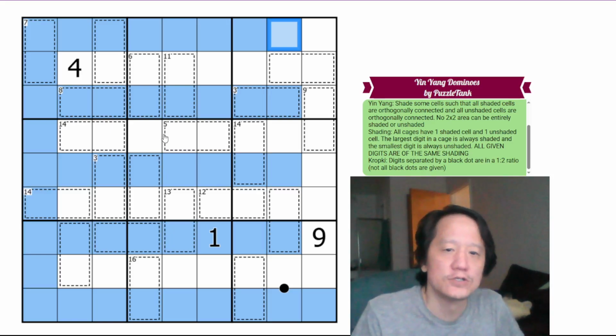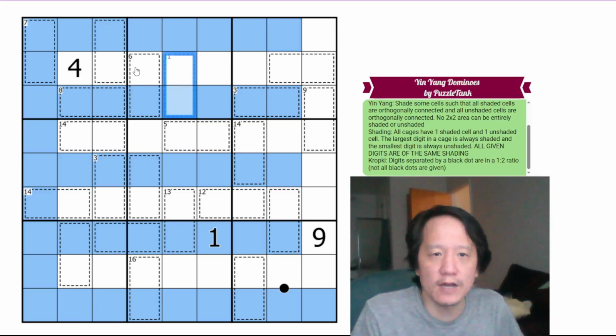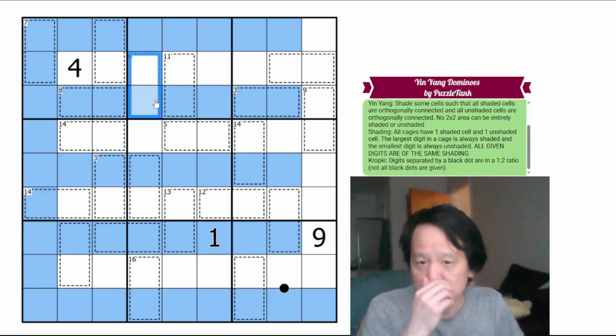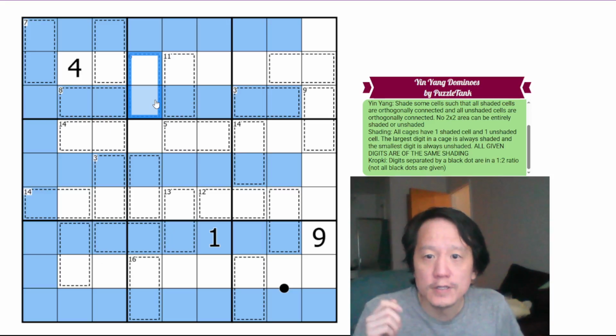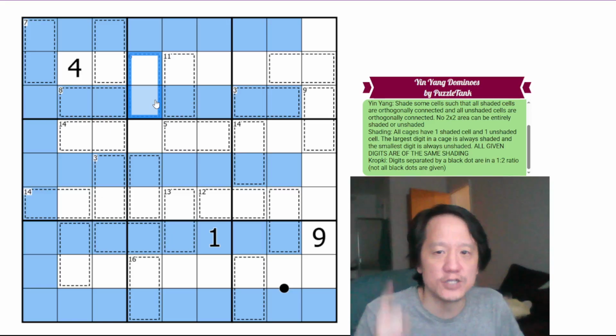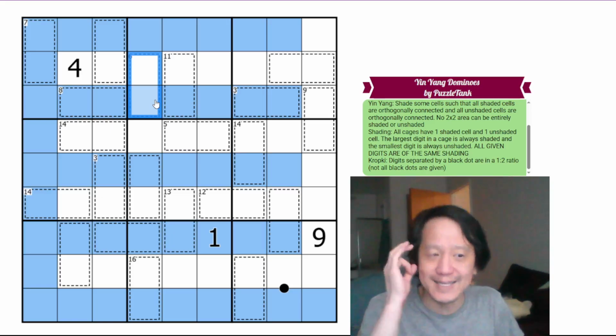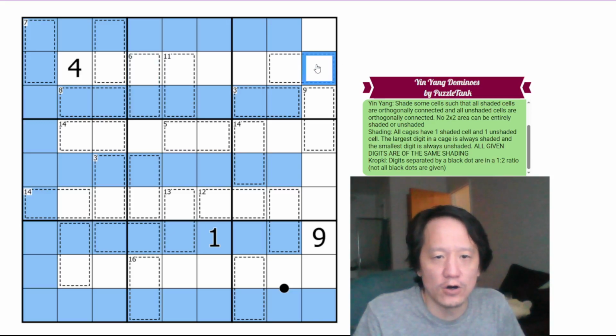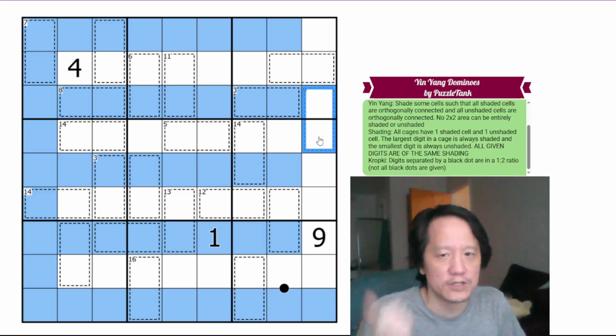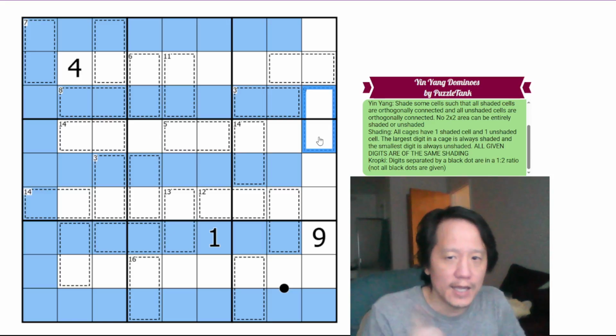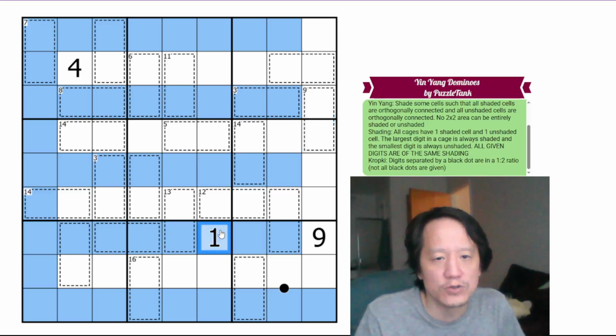Okay. So first of all, in every cage, one is shaded and one is unshaded. And we know the largest digit is in the shaded cell. The smallest digit is in the unshaded cell. So all the cages are 2 in size, right? So it's 2 in size, 2 in size, 2 in size, etc. And the largest digit is always in the shaded, and the smallest is always in unshaded. And all given digits, so the 1, the 4, and the 9 must be the same shading.